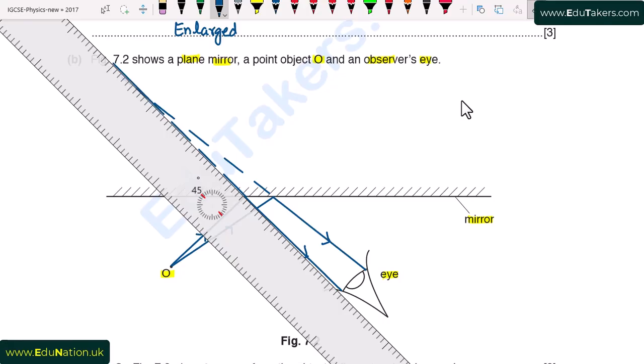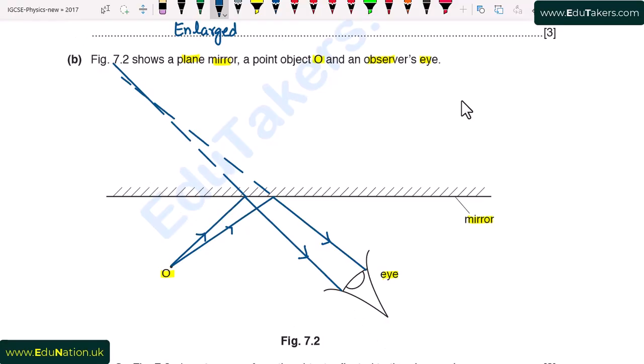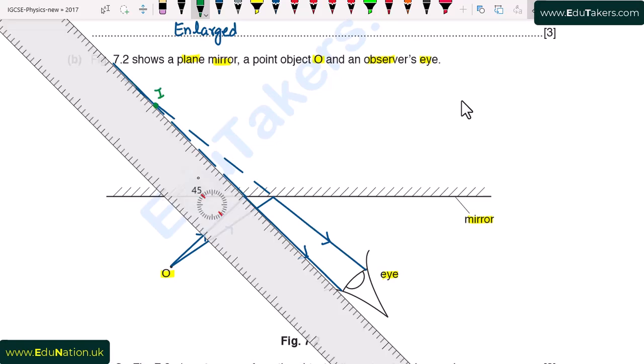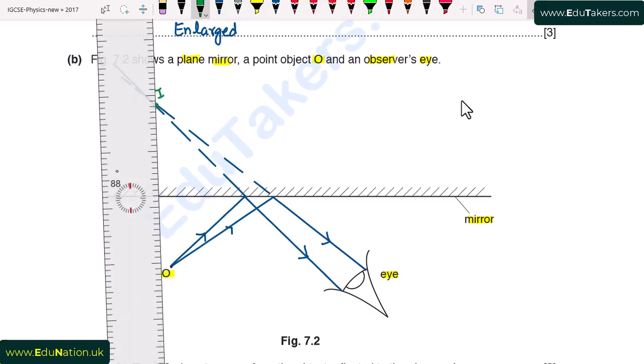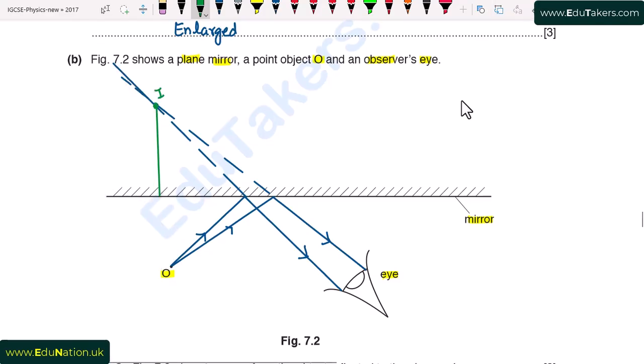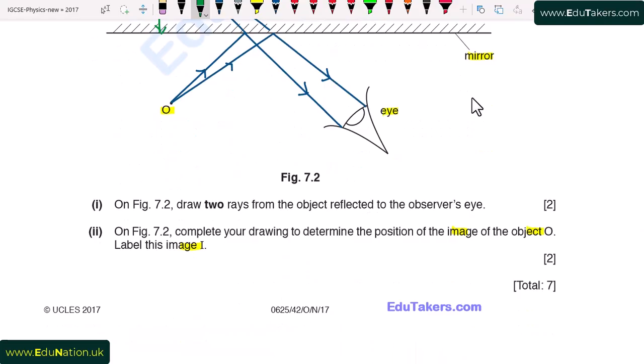The point where both of these rays intersect is actually the position of the image. Now here I place O, this is our image, and I place here I. I also draw an arrow here. So it is our image I. We also have completed the second part.